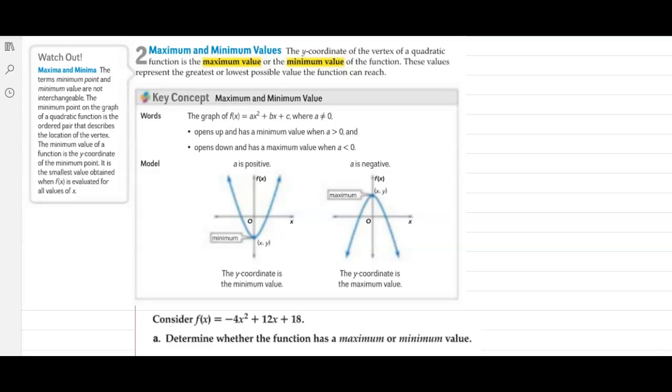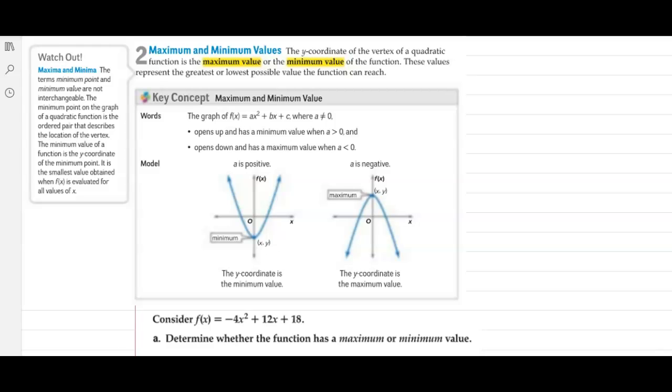So far, we've talked about some key characteristics of every parabola, like the y-intercept, the vertex, the axis of symmetry, but something equally important to talk about are maximum and minimum values. One thing I clipped from the book here to the left side is this little bubble that says, watch out, the terms minimum point and minimum value are not interchangeable. And this is something that people are very guilty of using interchangeably.